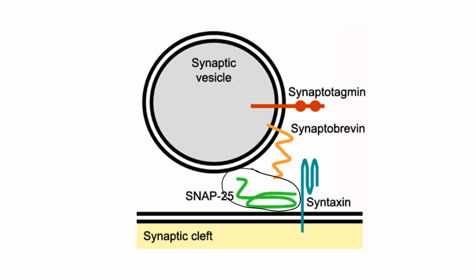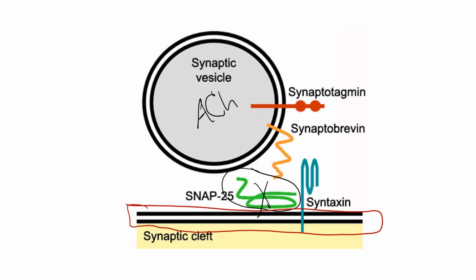SNAP25 is a SNARE protein that is located in the distal end of the button. It's located in the plasma membrane of the axon terminal button. Okay, but it's another SNARE protein. If this SNARE protein within the distal end of the button is knocked out by botulinum toxin, then again, the vesicles that house acetylcholine are not going to be able to dock to the distal end of the button, and acetylcholine will not be able to be released into the synaptic cleft.